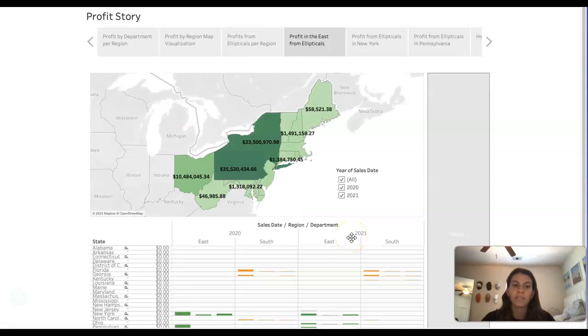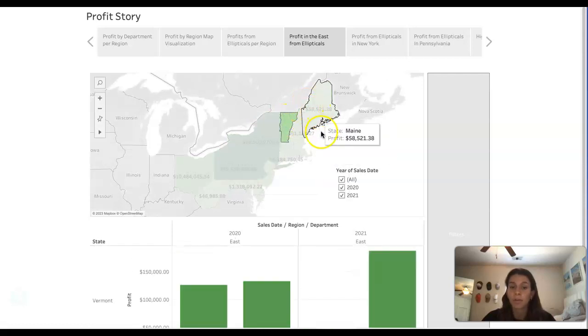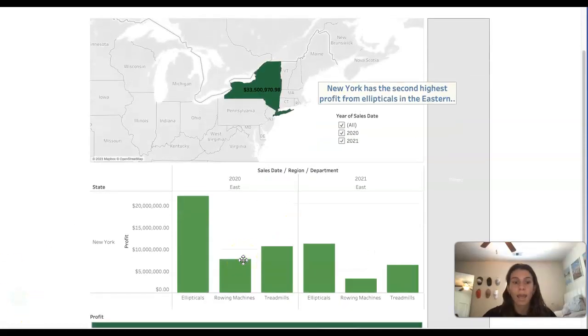So here again, we have the interactive dashboard. I think this is important so viewers can look at the states for themselves and see the data as it presents itself for each state. So here I made this not interactive. I really wanted to include only New York State because it had one of the highest profits from ellipticals, and here we could just zero in on this information.